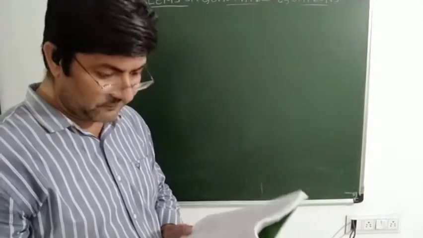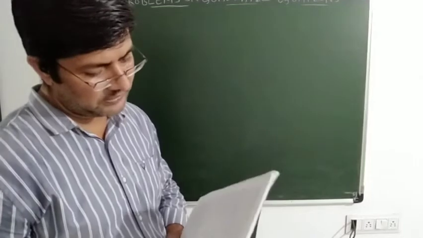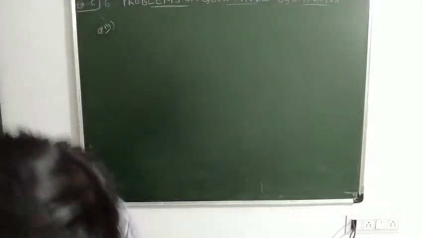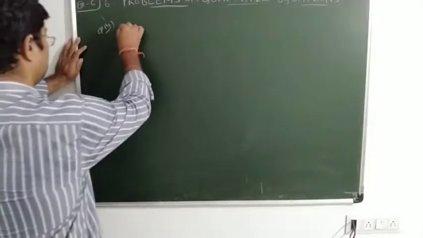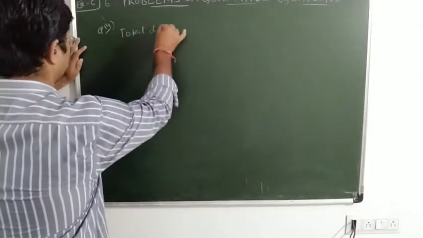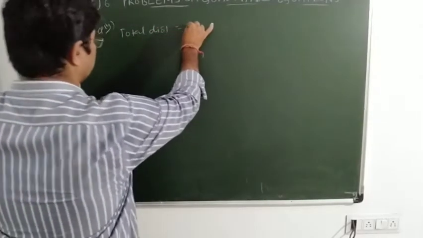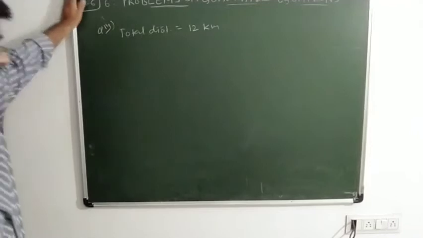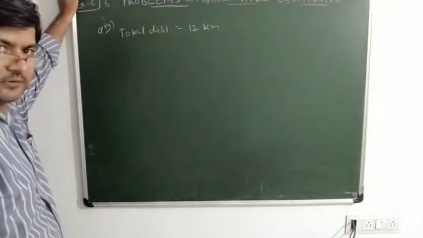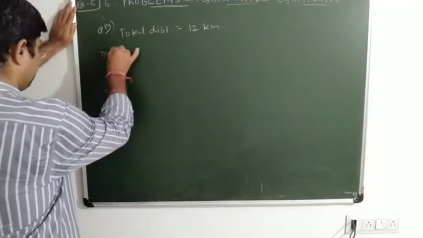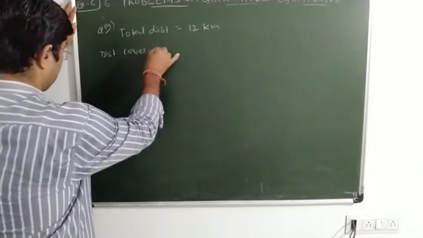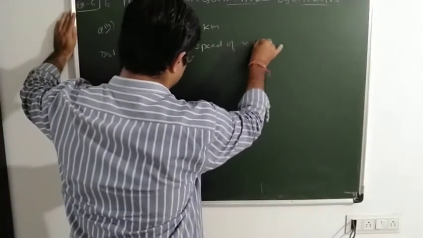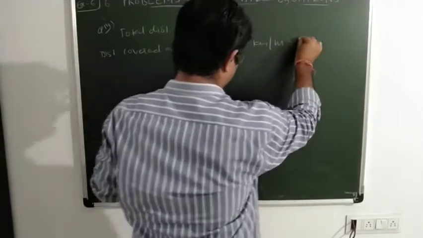So two different speeds are given, and the total time taken is given as 2 hours and 30 minutes. The total distance in this case is 12 kilometer. Now I will write the distance covered at a speed of x kilometer per hour is 6 kilometer.